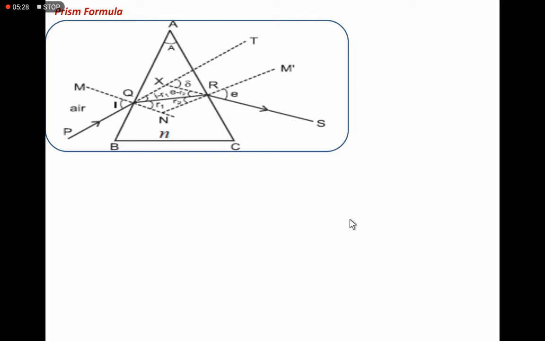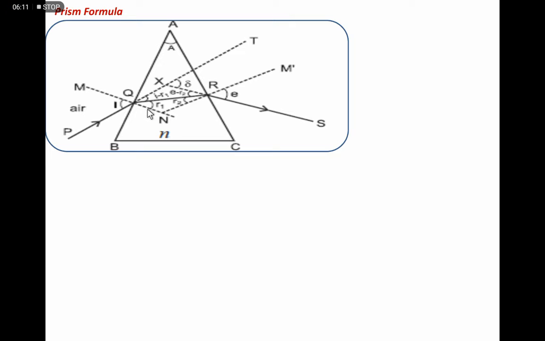Now, the next important article from the chapter is the prism formula, and once again we are going to consider the diagram. The incident ray makes an angle to the normal. That angle is the incident angle, and as I said, when a ray passes from the air medium to the denser medium, it bends towards the normal. This QR is the refracted ray. It travels through the denser medium of the prism. It strikes the other refracting surface of the prism, AC, and comes out. When it comes from denser to rarer medium, it moves away from the normal. This angle is the emergence angle.